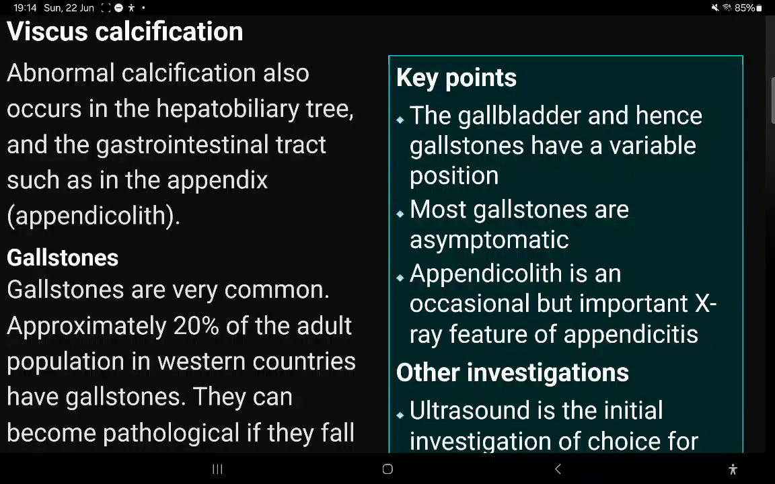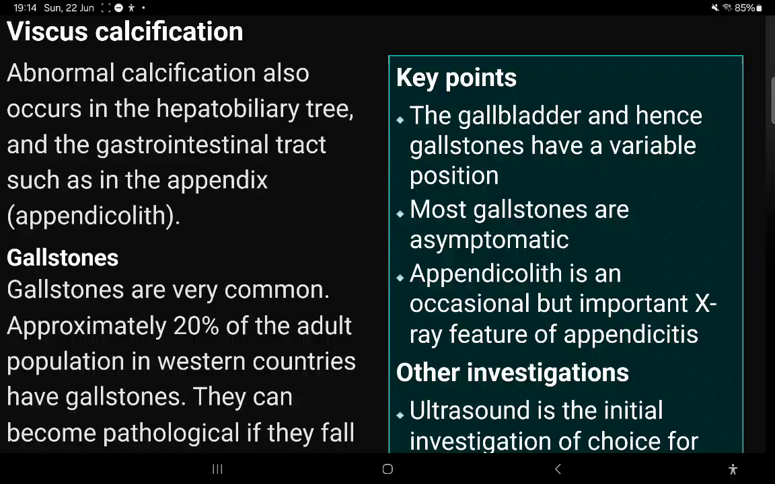Viscous calcification. Abnormal calcification can also occur in the hepatobiliary tree and the gastrointestinal tract, such as the appendix, as appendicolith. So when we speak about viscous calcification, that means the type of calcification occurring in viscous organs, which means hollow organs.